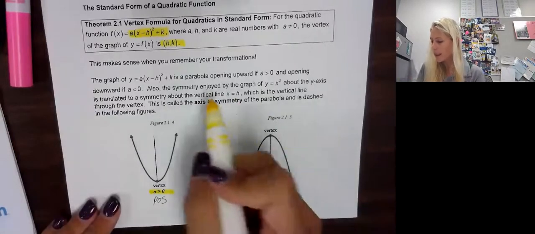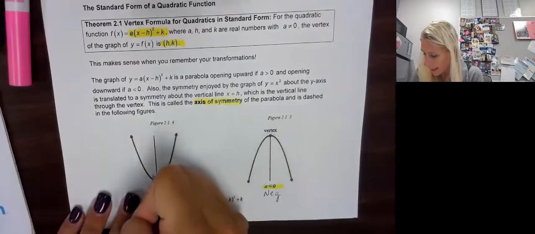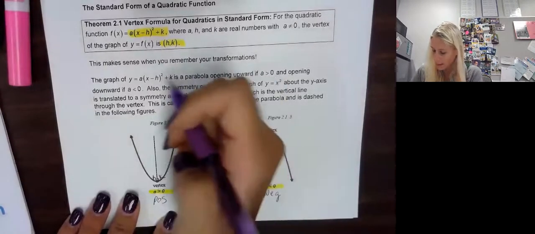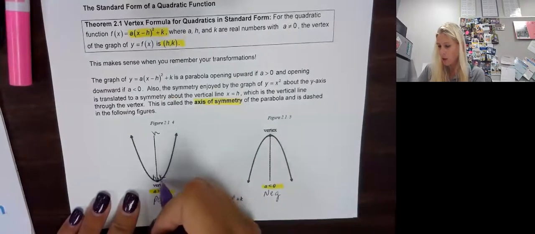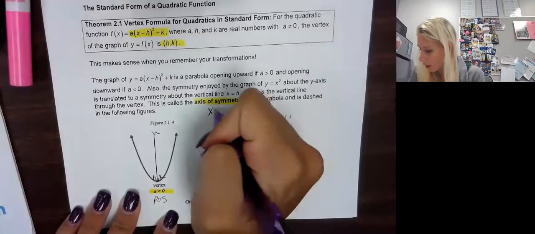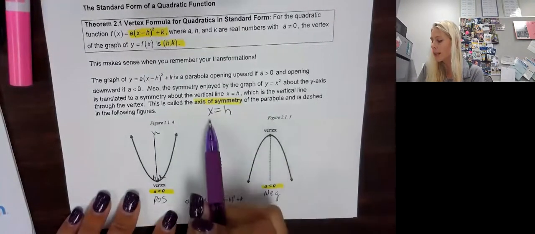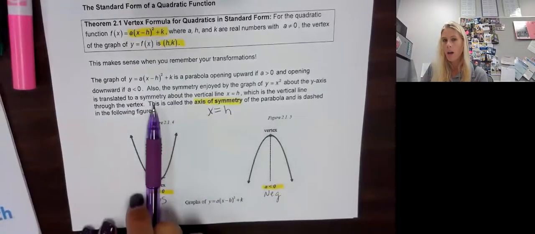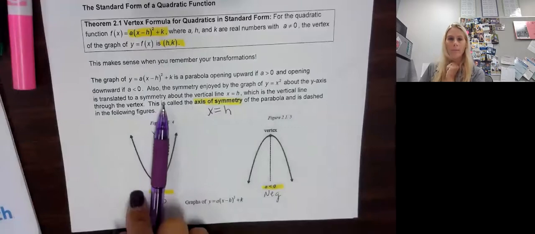The other thing I want you guys to keep in mind is the axis of symmetry, right? If this was the point HK, the axis of symmetry is H, okay? So that's the X value, the Y value. So the axis of symmetry is going to be X equals whatever number H is. Okay, it's a vertical line, so you must write it as X equals whatever that number is. Symmetry, of course, is where you can fold it on itself. Everything on the left side is the same as the right side.